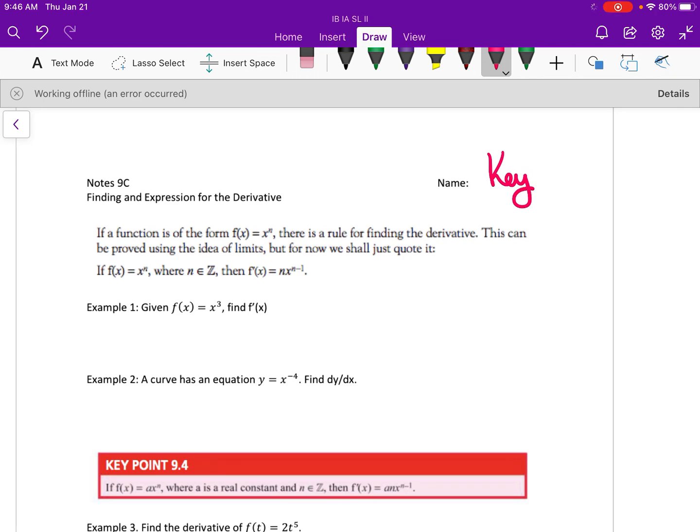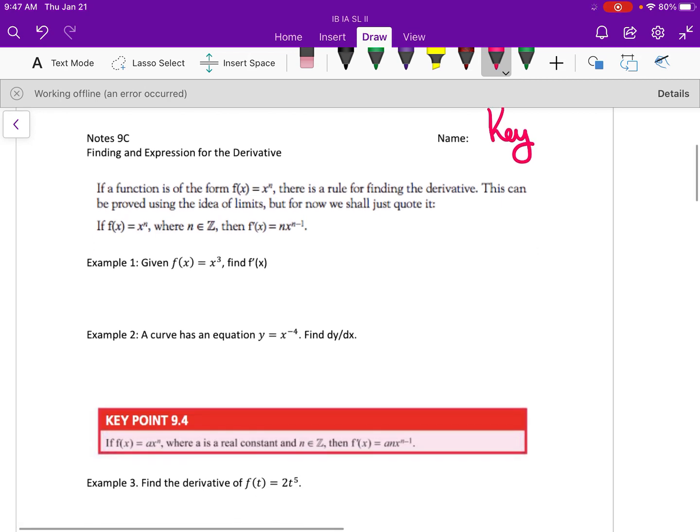The quizzes were really good, FYI, and we're going to continue looking at derivatives, and then we're going to start looking at integrals. So that is the opposite of a derivative. But today we're going to find expressions for the derivative. All right. And what that means is if you have a function in the form of f of x equals x to the n, there is a rule for finding the derivative.